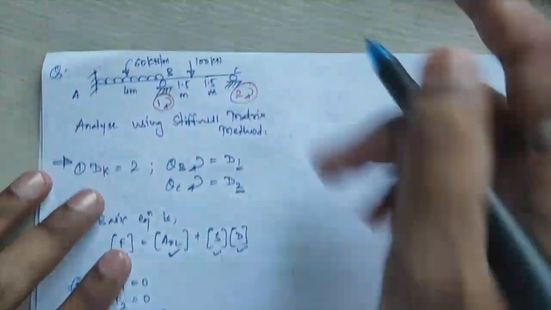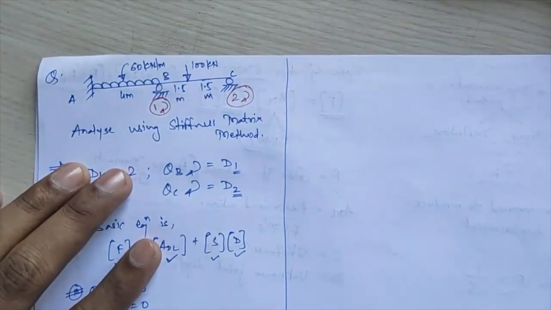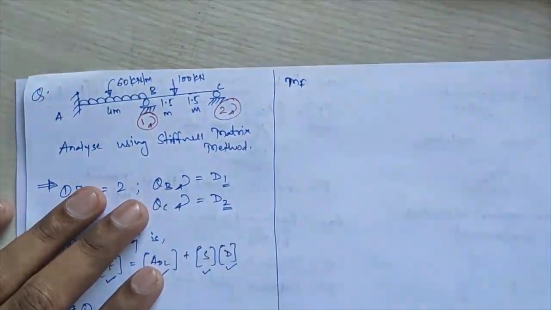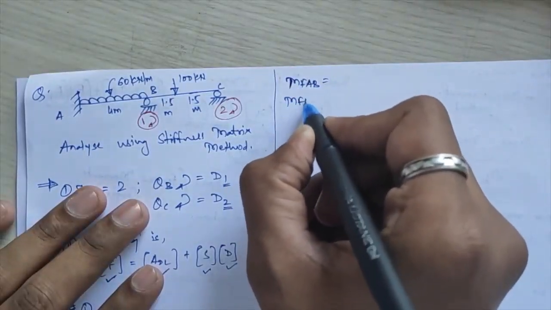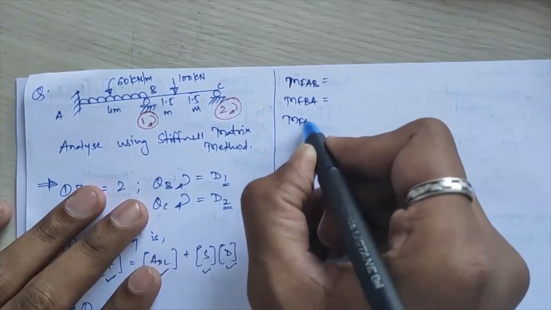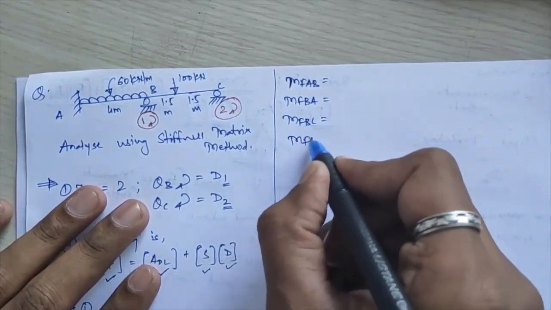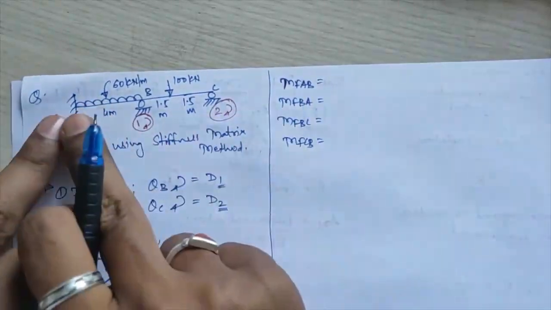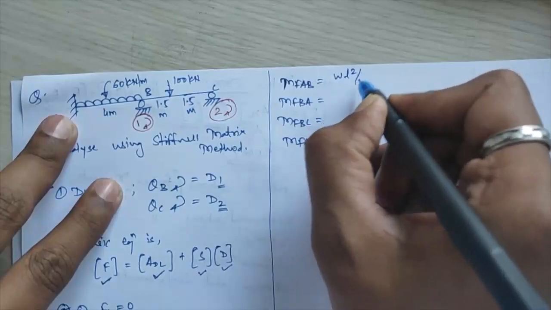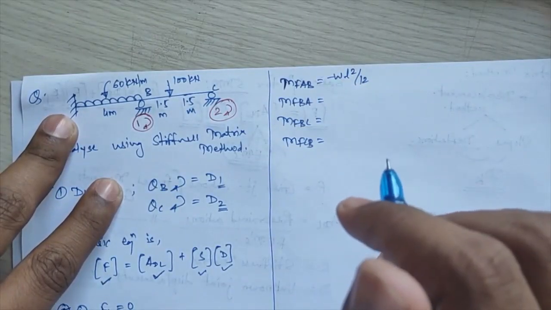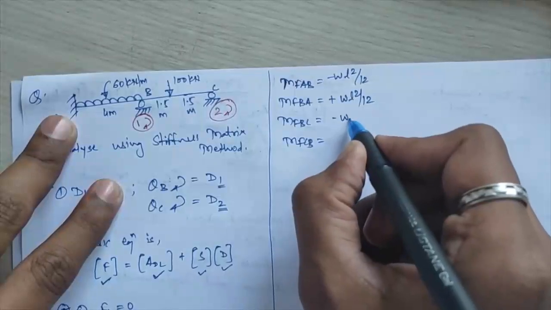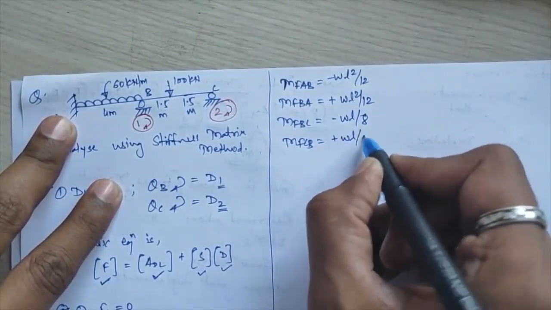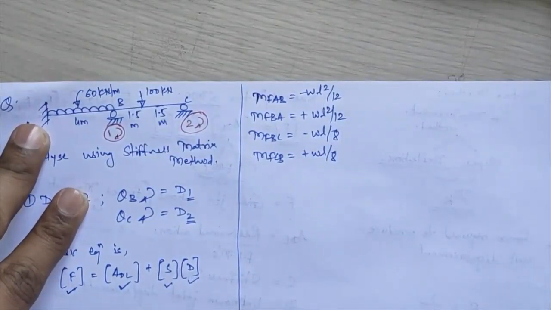So I'll calculate all the fixed end moments here. First I'll be having MFAB, next is MFBA, MFBC, and last is MFCB. From the loadings, for AB the UDL is given to you, so the fixed end moment will be WL square by 12, but the restoring moment will be anti-clockwise, so it will come negative. Here that will be plus WL square by 12, this will come minus WL by 8, and this will again be plus WL by 8, same as in the slope deflection method.